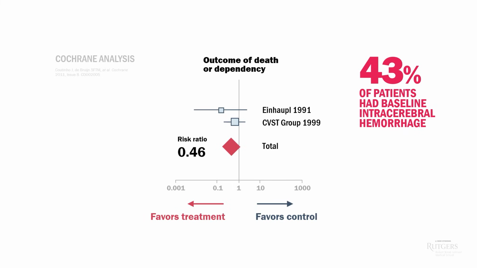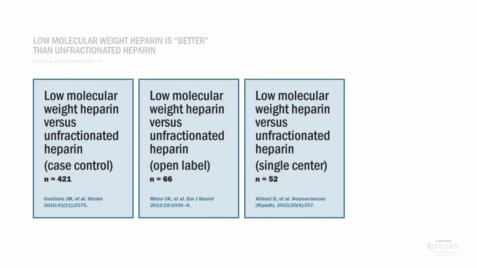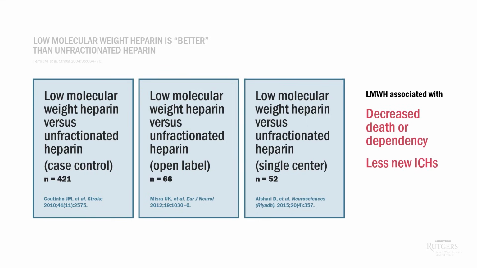Okay, hopefully I've convinced you that you should anticoagulate. But which anticoagulant is better? Unfractionated heparin or low molecular weight heparin? Several lower quality studies examined that question. To make a long story short, low molecular weight heparin was associated with decreased death or dependency and less new intracerebral hemorrhages, less progression of disease.